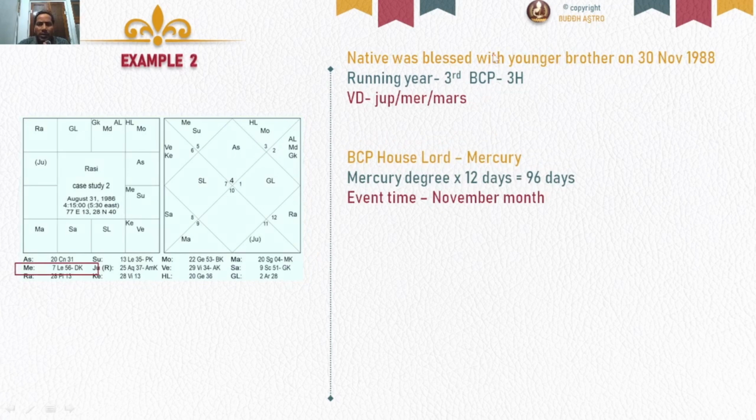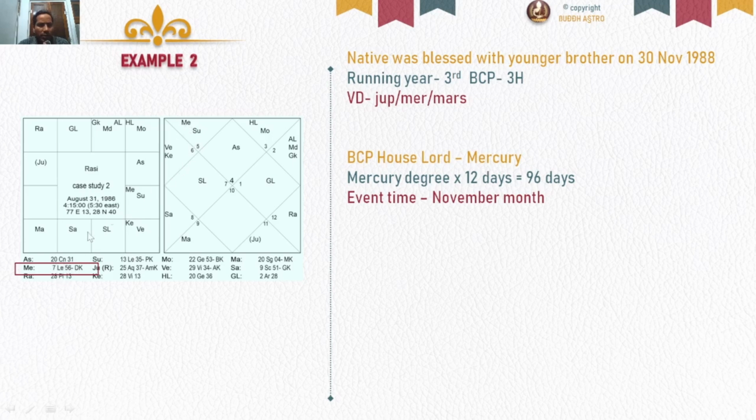Example number two: this native was blessed with a younger brother on 30 November 1988. The BCP house was the third house. This is the third house. Venus is sitting and Ketu is sitting. So the BCP house lord is Mercury, right? So we have to see the degree of Venus, Ketu and Mercury. First, see the degree of the BCP house lord, which is Mercury. See, Mercury is sitting in the Leo sign.